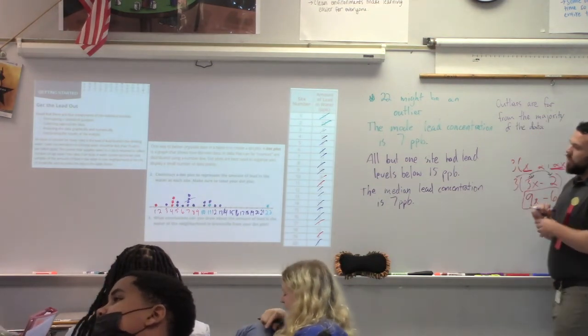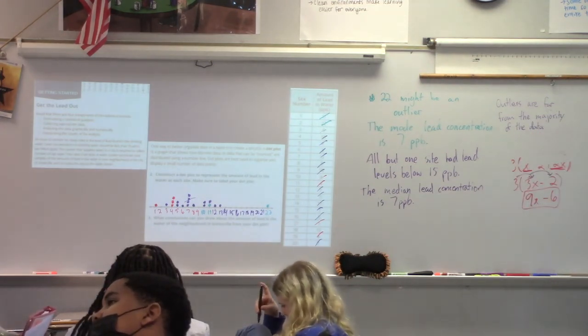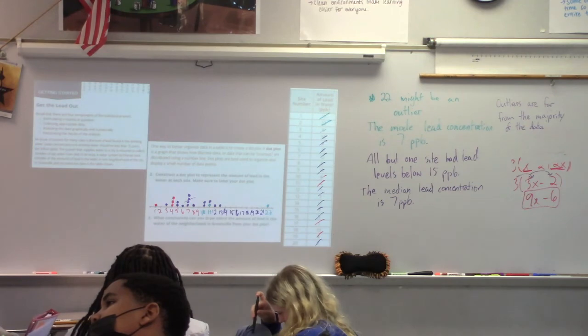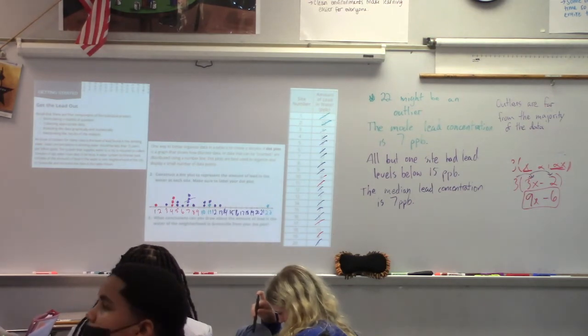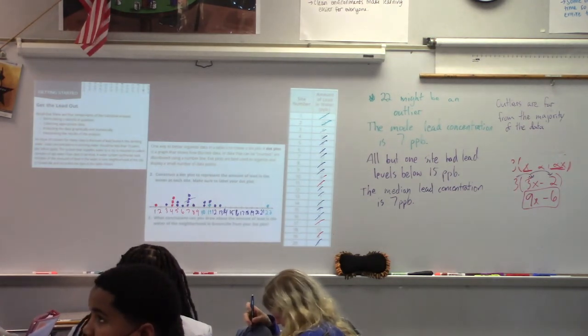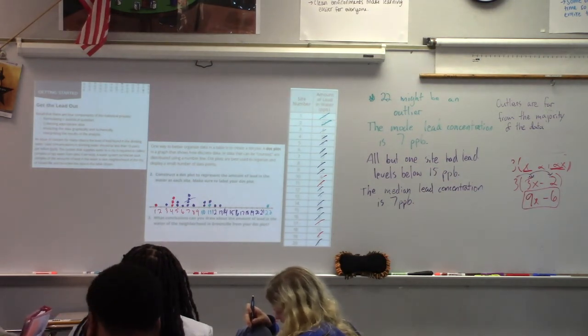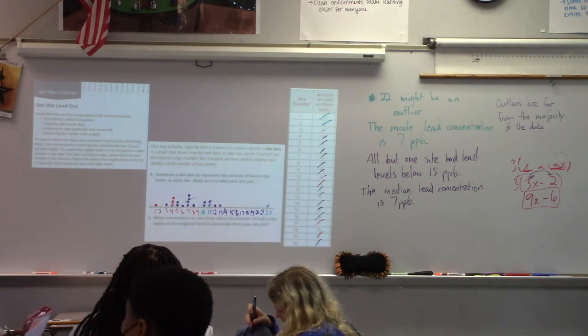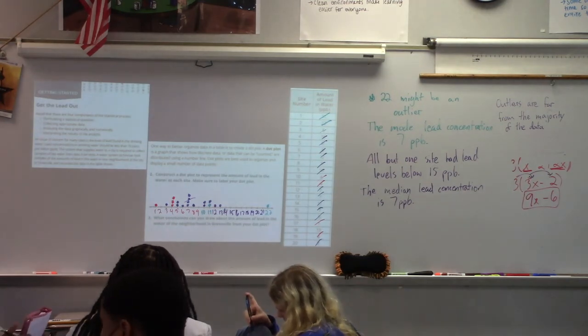Okay? And so we talked about a lot of things, but the one thing I do also want to point out, actually I want to hold off on that. Those are the main things I wanted you to see. So 22 might be an outlier. The mode and the median is 7 parts per billion.